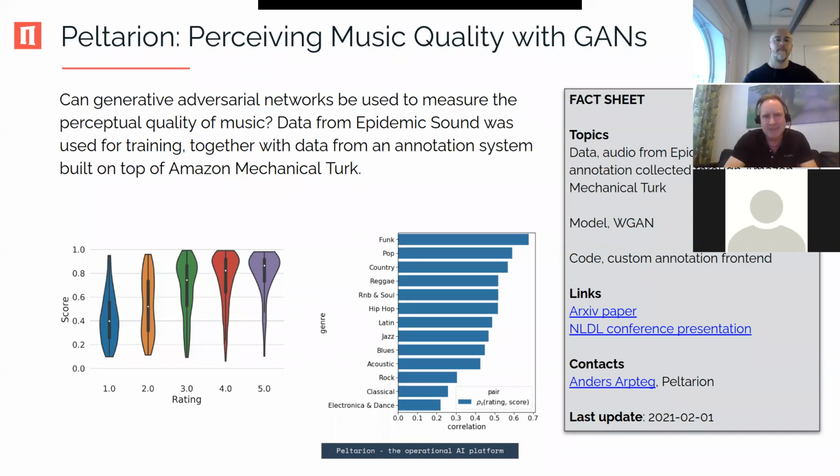Well, in this case, we've made use of a service called Amazon Mechanical Turk, which basically is a service that helps you make use of a human workforce, so to speak, where they have to tag a number of sounds, in this case, with ratings. And then we can see how well we can make a model learn how to predict the quality of music using GANs.